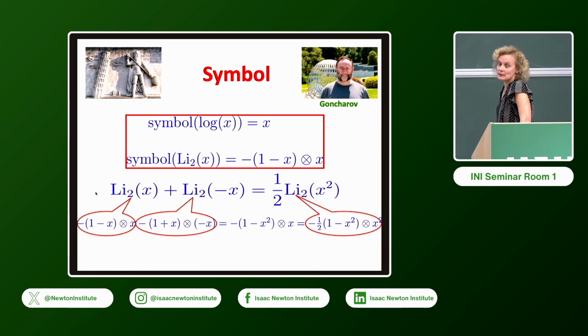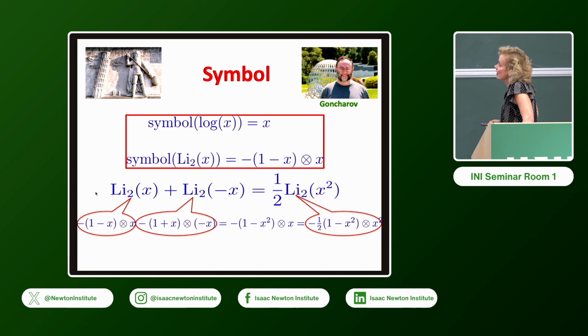So why is the symbol useful? The symbol is useful because it completely trivializes the identities among those polylog functions. So for example, here you take an identity. You could take any of your favorite identities and apply the symbol operation to this.